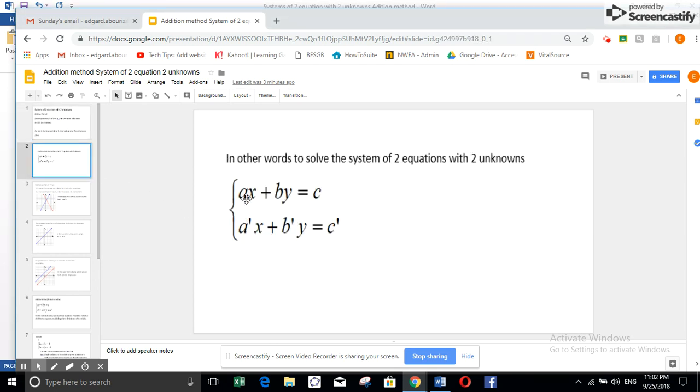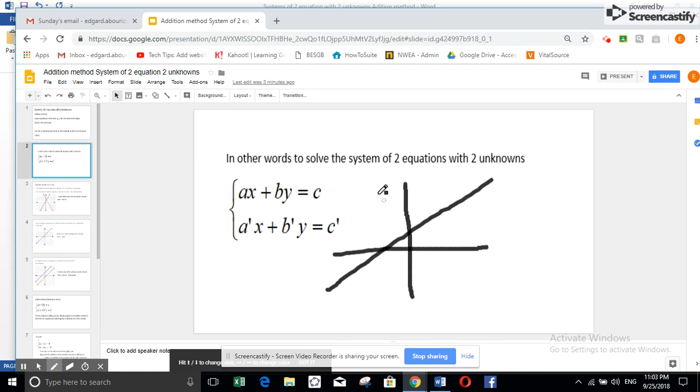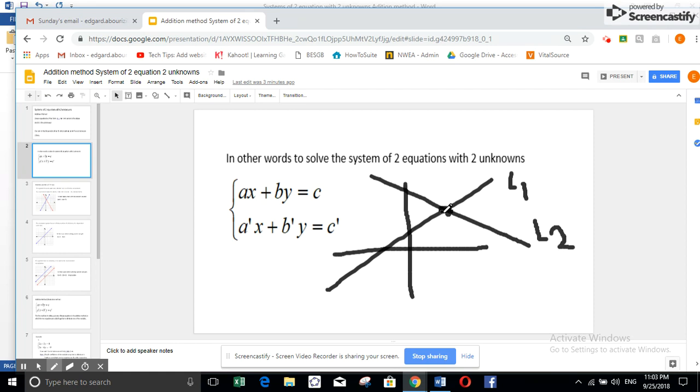Suppose I have, this is the first line, ax plus by equal to c, a linear equation, and I have another line, a prime x plus b prime y equal to c prime. If I want to graph these two lines in the x and y axis, I'm going to get two lines. This is line L1, for example, and this is line L2. By solving that system, I need to find the point of intersection if it exists.